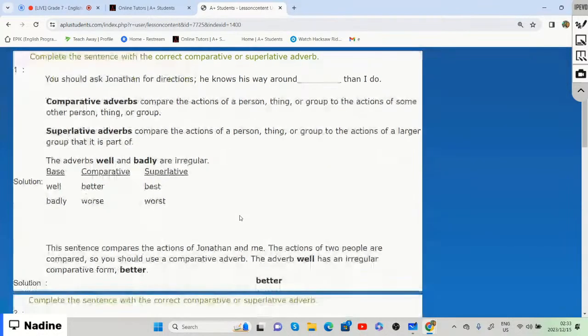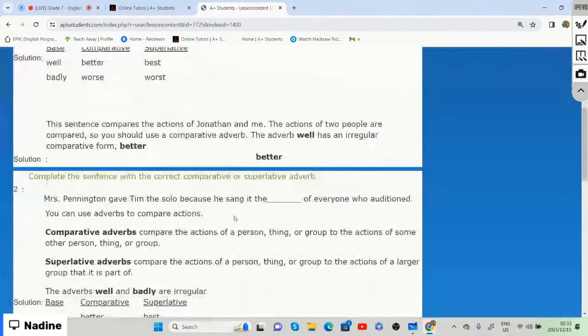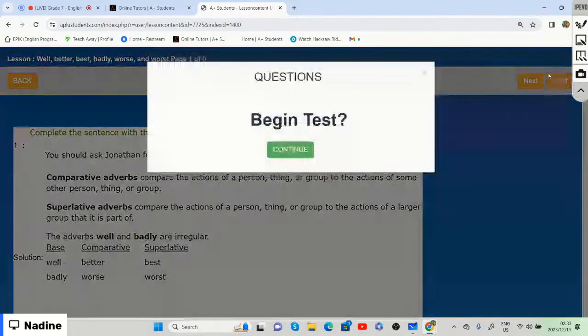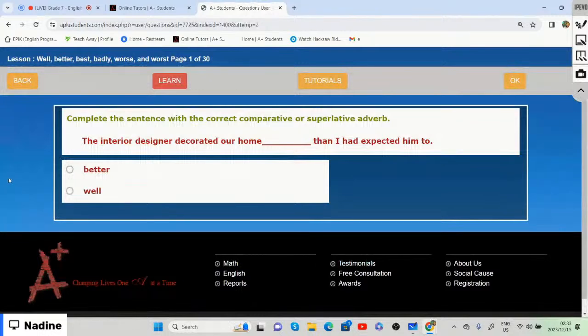All right. Now we're going on to this test, where we are either going to mention well, better, best, badly, worse, or worst. So the interior designer decorated our home. Do we say well, or do we say better than I had expected him to do?